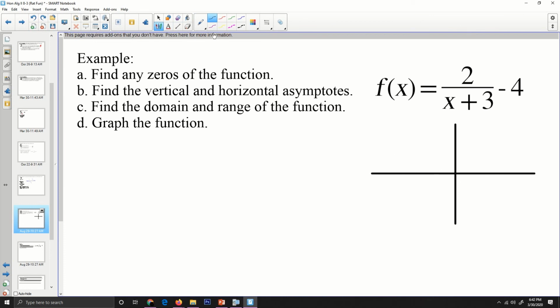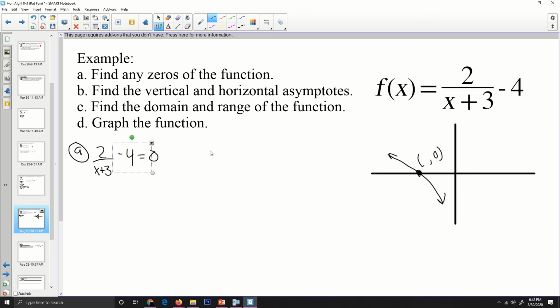What we might have is a graph that comes across and actually crosses the x-axis, and we might have that because we're shifting down 4 units in this one. I don't know what the x value is, but I do know that the y value is equal to 0. So for part A, I'm going to say, let y equal 0. So I'm going to go 2 over x plus 3 minus 4 equals 0.